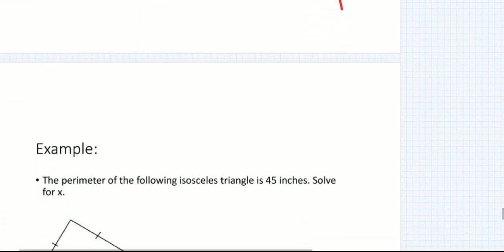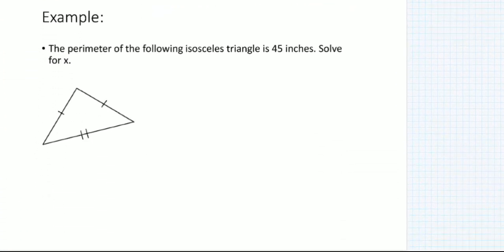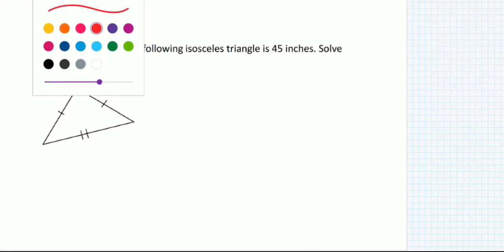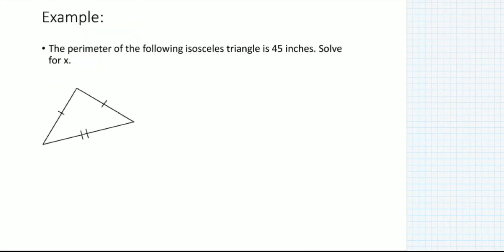So let's go ahead with another one. Now, this one is actually missing some information, so let me draw it. So let's see. The perimeter of the following isosceles triangle is 45. Solve for x. Let's do this one 2x minus 1. And let's do this one 10 inches or whatever, okay?